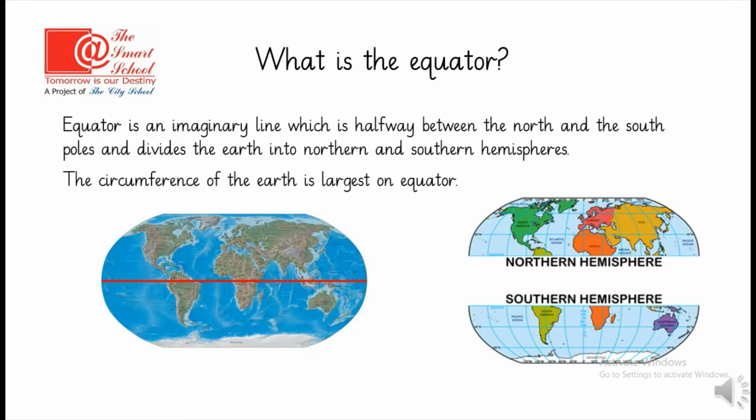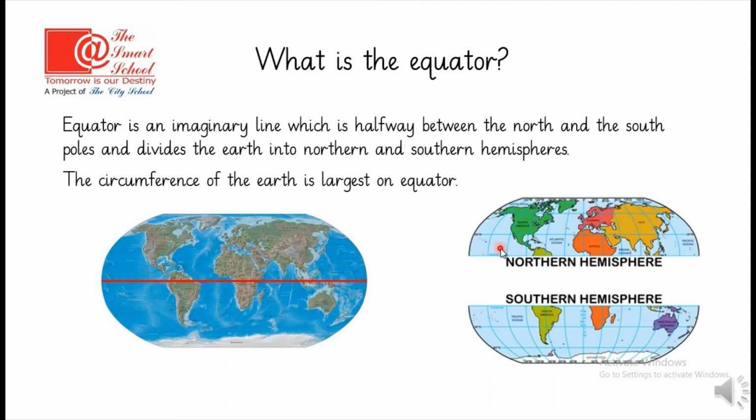What is the equator? I told you about the equator, that it is an imaginary line. Now let's see in detail what equator is. Equator is an imaginary line which is halfway between North and the South poles and divides the earth into northern and southern hemispheres. Now see this red line, this is the equator.